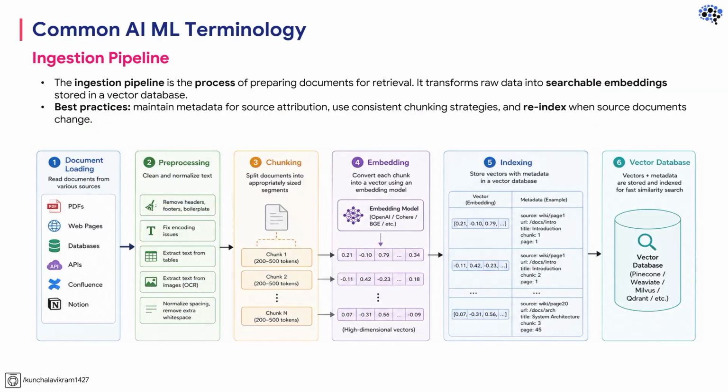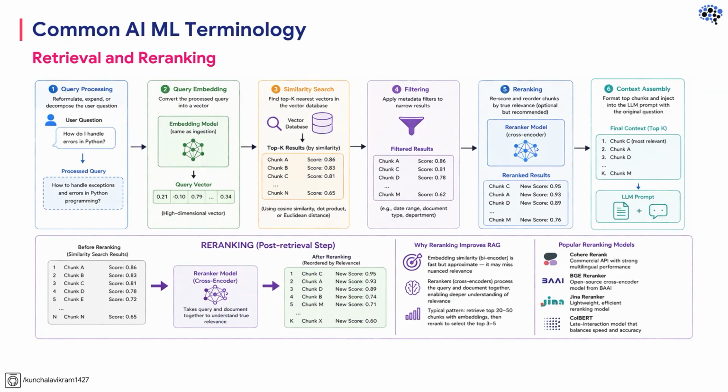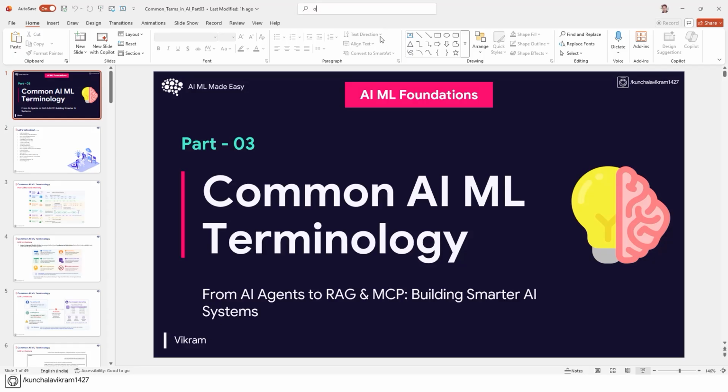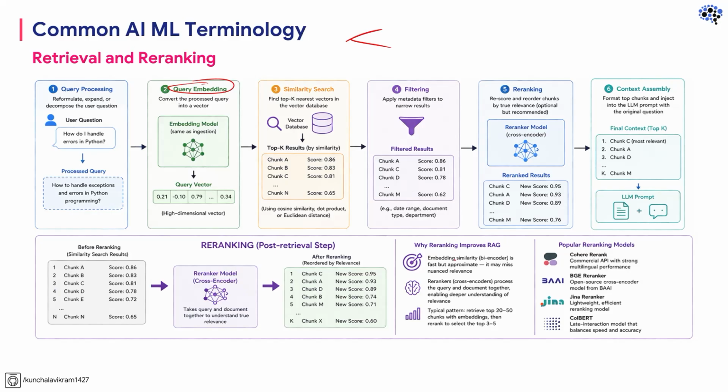Now once you have the vector database with the latest information, we can retrieve data for the user query. For example, a user asks the question, how do I handle errors in Python. In order to find the information from the vector database, the question itself has to be converted into an embedding. This is called query embedding, because I need to find the similarity between two vectors.